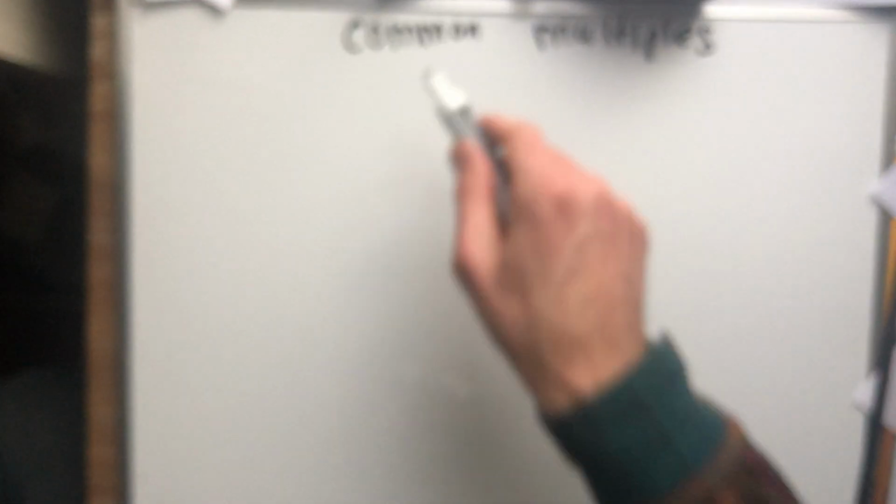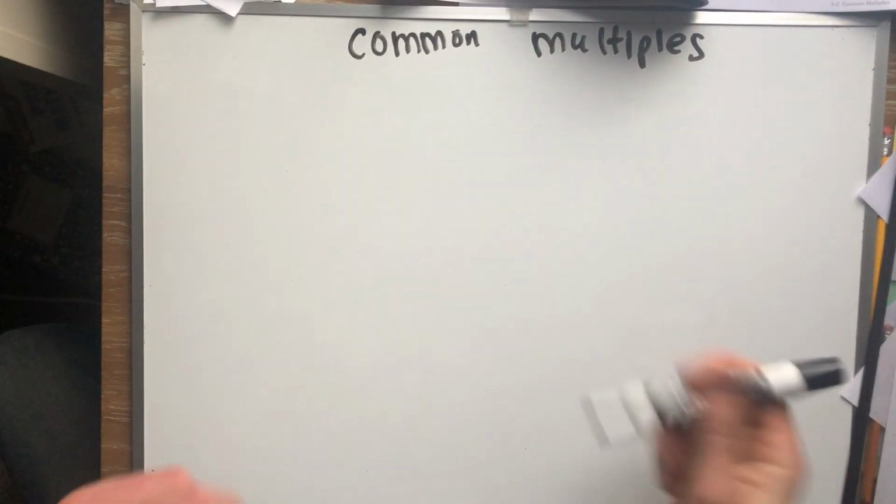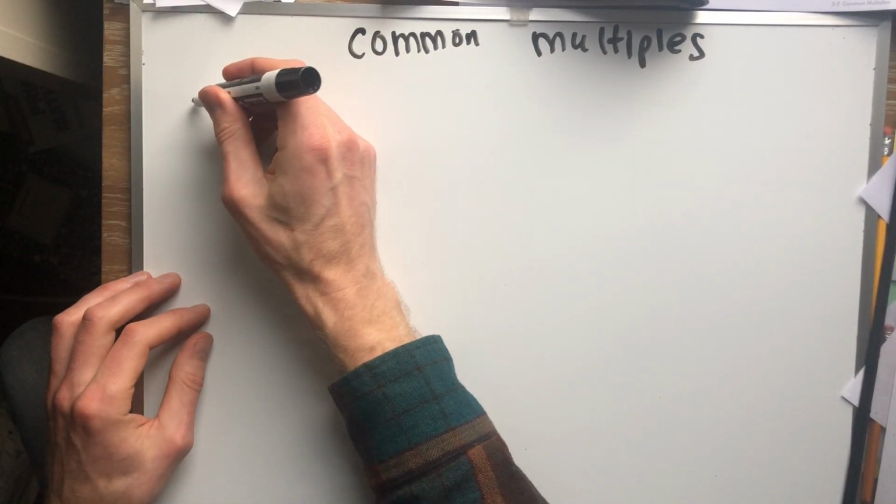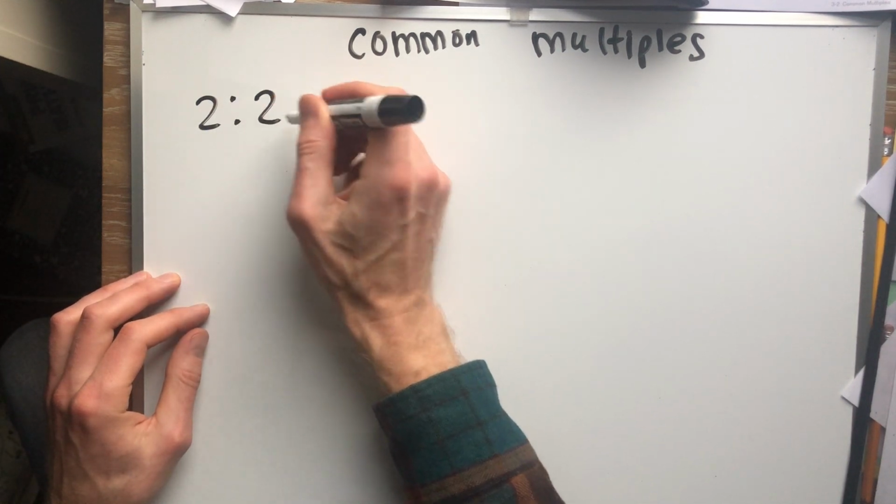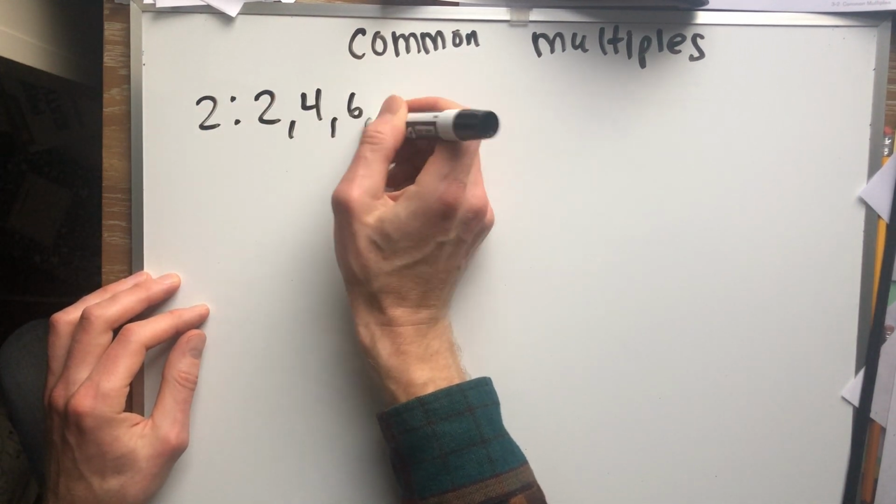Hey guys, we're talking about common multiples today. Common multiples are when two numbers have a multiple in common. So for instance, if you look at 2, well, 2's multiples are 2, 4, 6, 8.